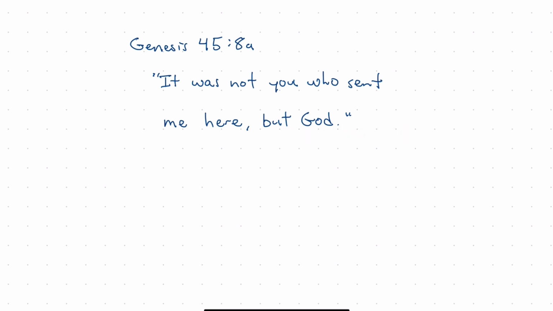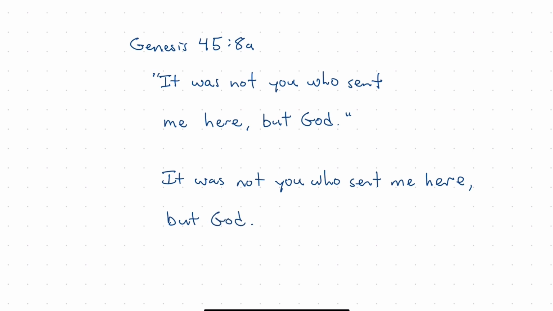So let's write down these two propositions and make this explicit. It was not you who sent me here, comma, but God. It was God who sent me here. So let's label our propositions. Verse 8, and I said this is verse 8a. It's the first part of verse 8 in chapter 45, but for the sake of our diagram, we'll label this 8, this first proposition A, second proposition B.